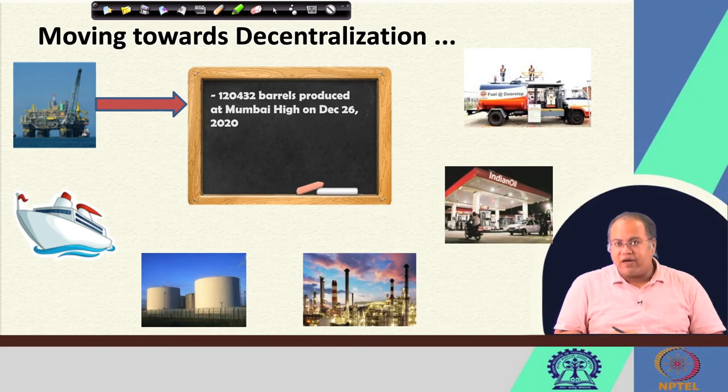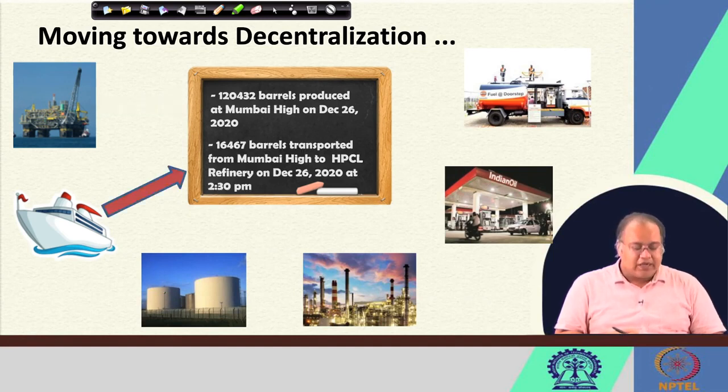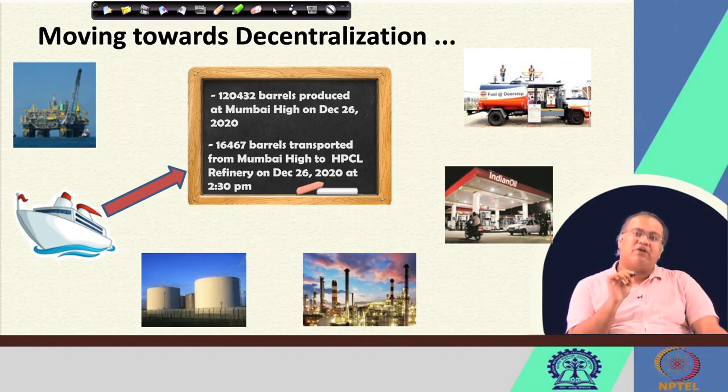After this production has happened, then comes the distributor. When the distributor is going to distribute this crude oil to different organizations or different crude oil storage, they put up information saying that 16,467 barrels were transported from Mumbai High to HPCL refinery on December 26, 2020 at 2:30 p.m. So, whatever information you put on that blackboard, everyone can see it, and that is interesting.